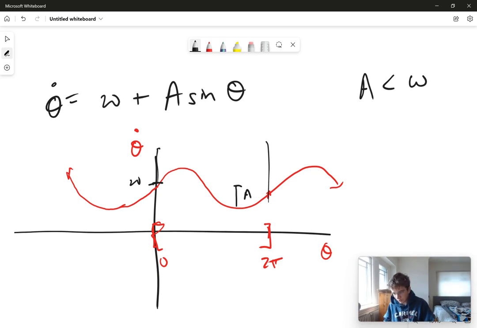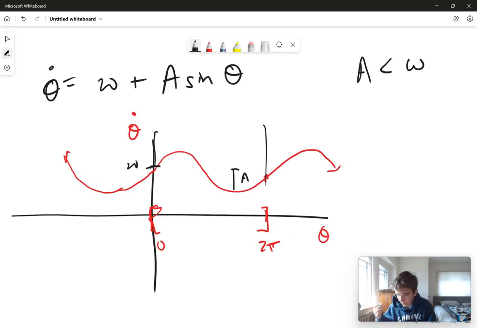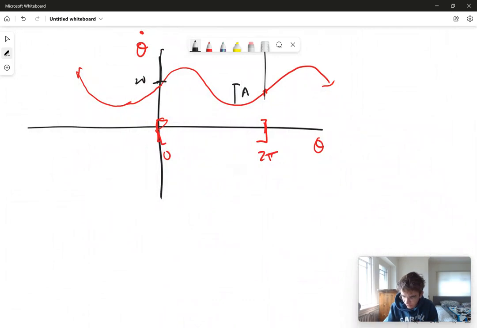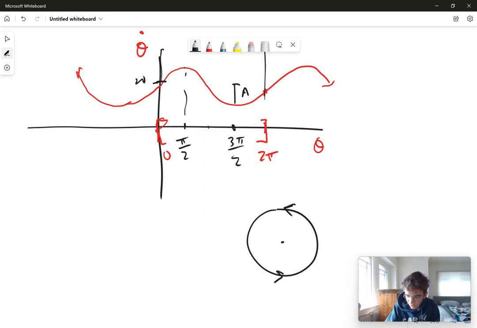So if a is less than omega, essentially I'm never going to have any fixed points. As you can see, the sine wave is above the x-axis. And so this also corresponds to just flow that continues to go around the circle, okay? However, we can see that when theta is at pi over 2, and then 3 pi over 2, so when theta is at pi over 2, the flow is most rapid, okay? So if I define this to be my starting point of theta, here's my most rapid flow.